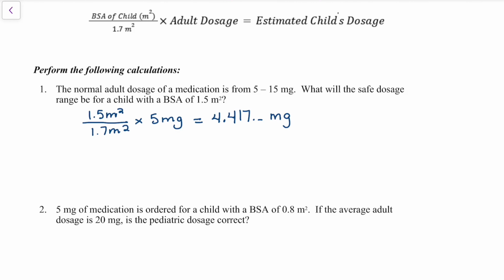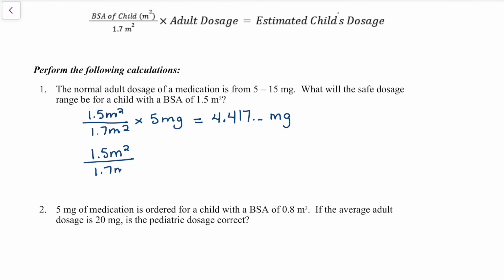And looking logically at this number, it makes sense that it would be close to 5 because the body surface area of this child is close to the average body surface area of an adult. So the closer that the body surface area is to 1.7, the closer their dosage will be to the adult's dosage. Okay, and then I can do the high end of that range.